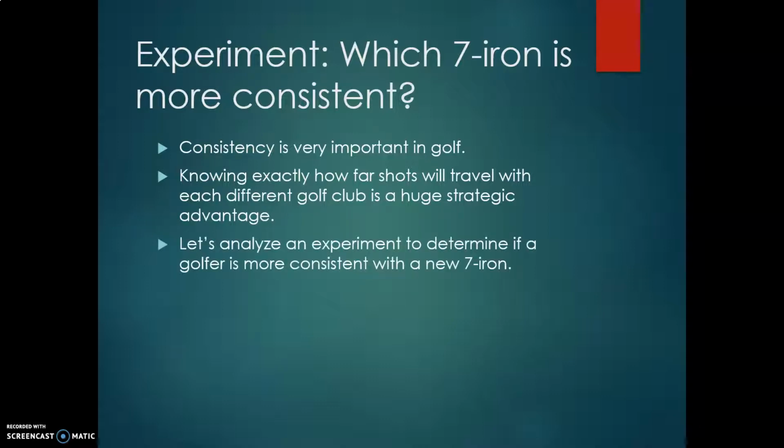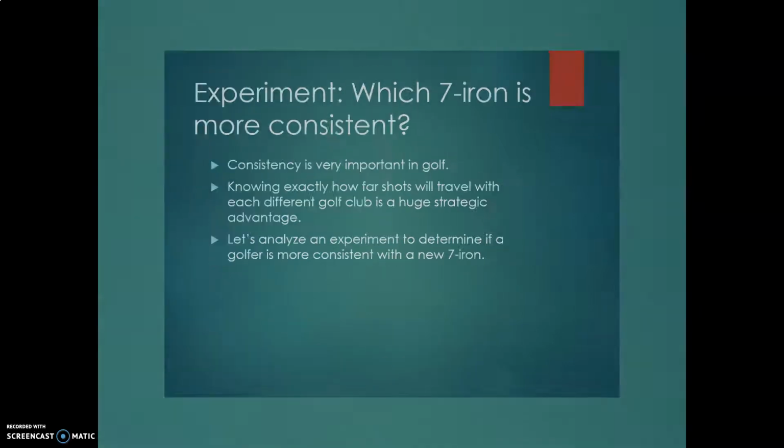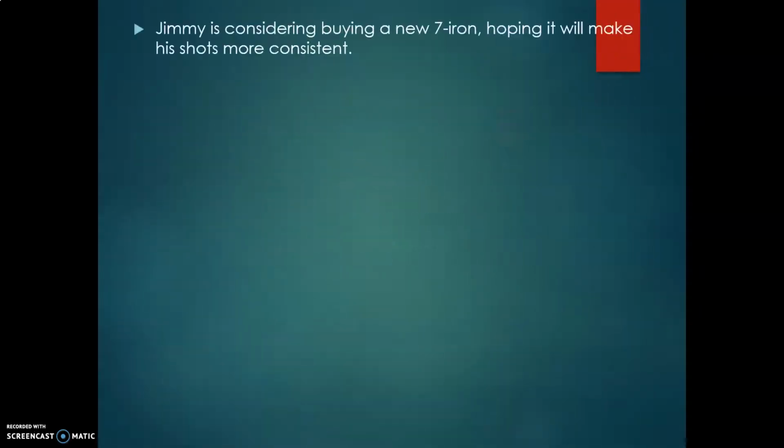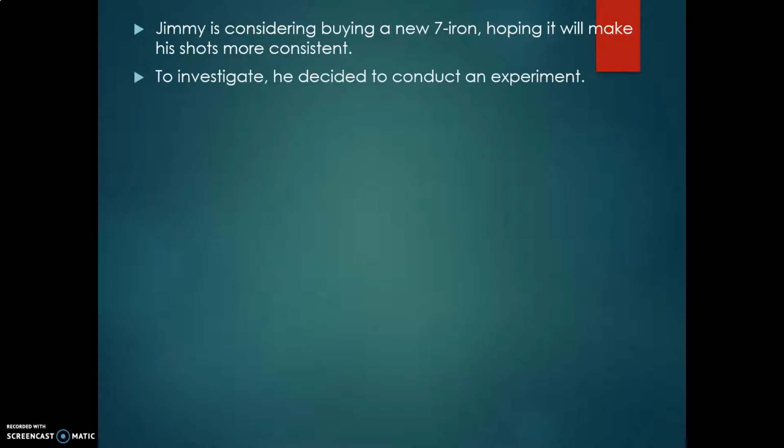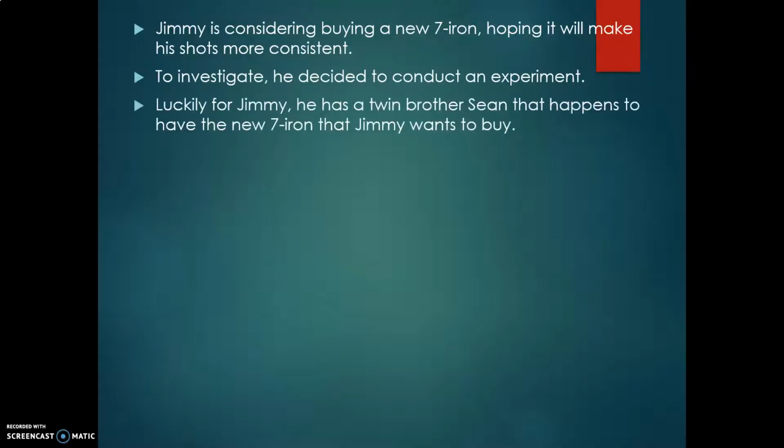Okay, so let's look at an experiment to determine if a golfer is more consistent with a new 7-iron or with the existing one that they've been using. For example, we're going to talk about Jimmy. He's going to be looking at buying a new 7-iron, hoping that it'll help make his shots more consistent. He's been struggling with it. So he decides to conduct an experiment.